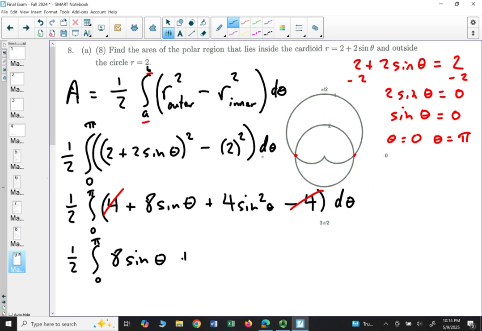Now, I will not be able to integrate the 4 sine squared theta as it is, so I'm going to replace sine squared theta with a very popular identity, right? Sine squared is equal to 1 minus cosine of 2 theta all over 2.